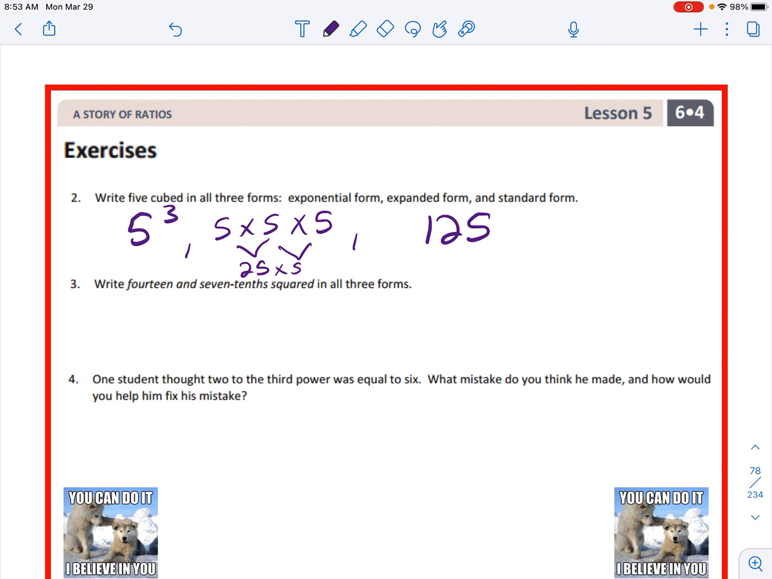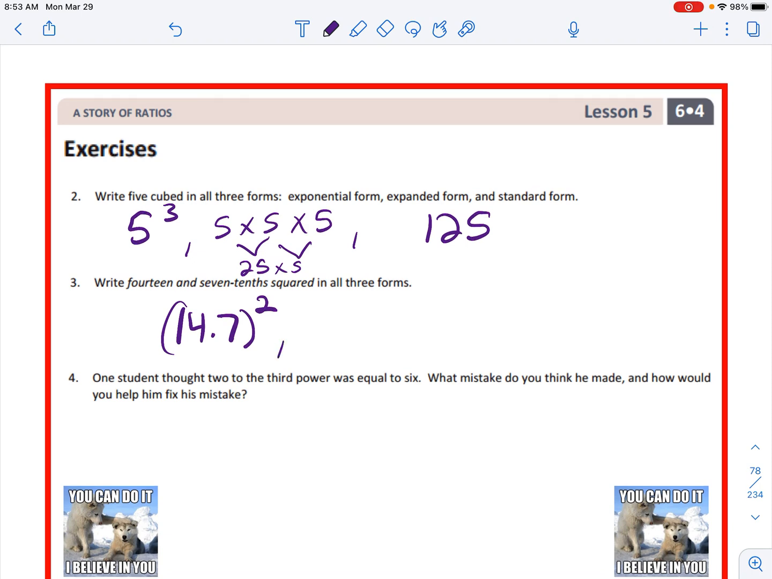Okay. Number 3 says write 14 and 7/10 squared in all 3 forms. So this is 14.7, 7/10. Squared is to the 2nd power. In expanded form, this would be 14.7 times 14.7, okay? And we can multiply this, and we would end up with 216 and 9/100, okay?